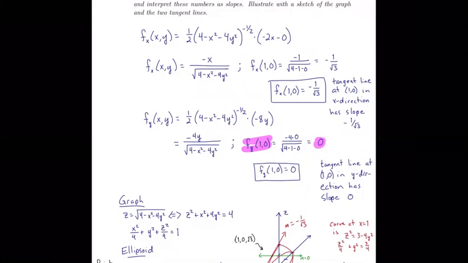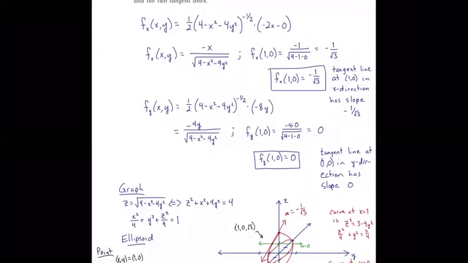Now interpreting that, we're along the y-axis. So it's the tangent line at the point 1, 0 in the y direction. It has slope 0. So the slope of the tangent line at 1, 0 in the y direction on this surface, whatever it is, is 0.